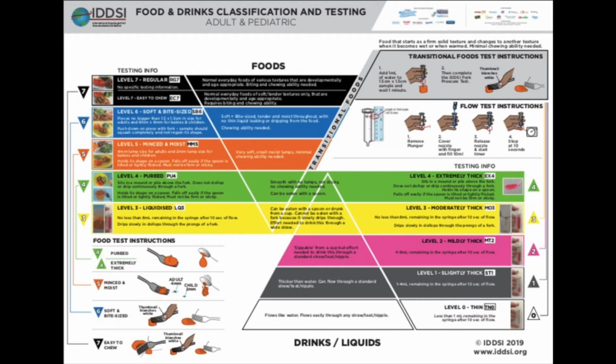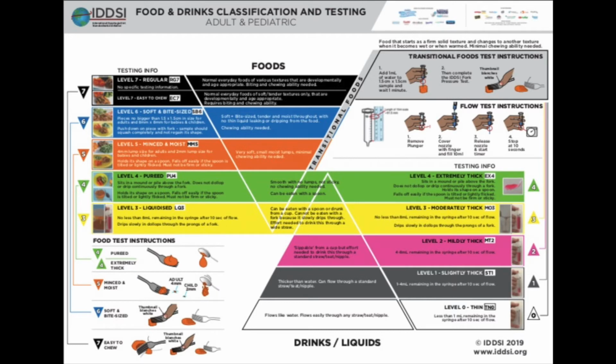In level 1, this is slightly thick consistency. For the testing, you'll have 1 to 4 milliliters remaining in the syringe after 10 seconds of flow. The consistency of the liquid will be thicker than water, and it can flow through a standard straw, or in a baby's case, the nipple. For level 2, which is mildly thick, you'll have 4 to 8 milliliters remaining in the syringe after 10 seconds of flow. The drinks or liquids will be sippable from a cup, but you'll need effort to drink this through a standard straw, or in a baby's case, nipple.